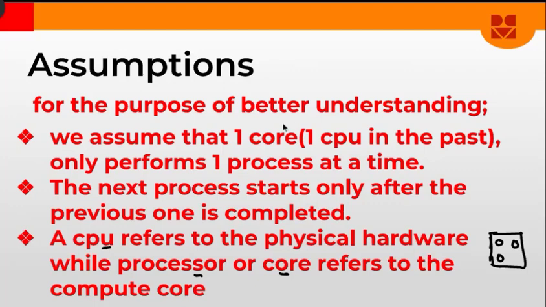We also have to assume that one core, or one CPU, in the past only performs one process at a time, right? That's the basic assumption. And then also, the next process only starts after the previous process has been completed. These assumptions are just made for the purpose of better understanding, so bear with me.